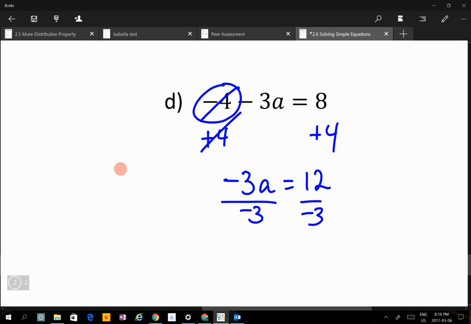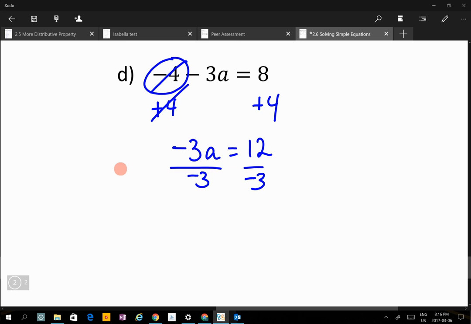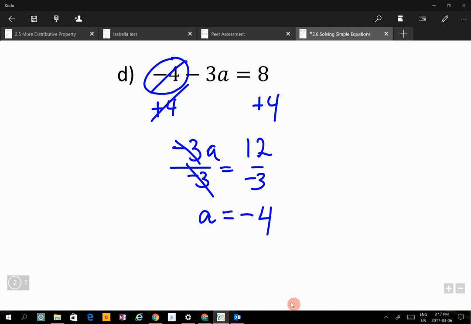So again, the next step in the reverse BEDMAS is to do the multiplication and divisions. So reverse those operations. So negative 3 times a, well, reverse it, I divide both sides by negative 3. So these two cancel each other out. I'm left with a. 12 divided by negative 3 is negative 4. And there you have it. Solving equations. It gets more complicated than this, but this is as far as we'll go for this lesson.